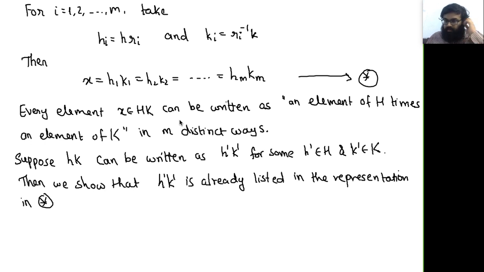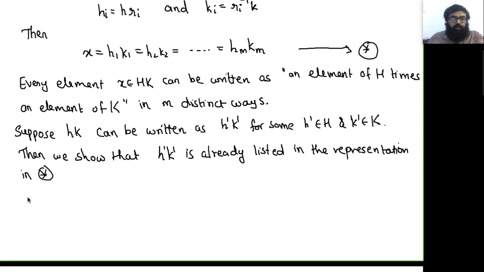What is the reason? Suppose HK can be written as h dash k dash, then h dash k dash is nothing but one of these. So that is what we have to show. That is a claim. So the claim, again we repeat what we have written, is that h dash k dash is already listed in star.